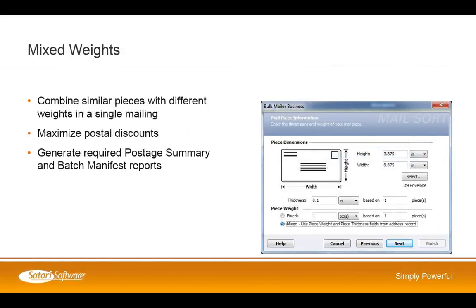Then next we want to talk a little bit about mixed weights. And so mixed weights are kind of an interesting variant of a letter or a flat. And so sometimes what you'll have is a mailing that generally is pretty consistent, but there's a slight variant based on each individual mail piece. So for example, probably the most common example I can come up with is a credit card bill.